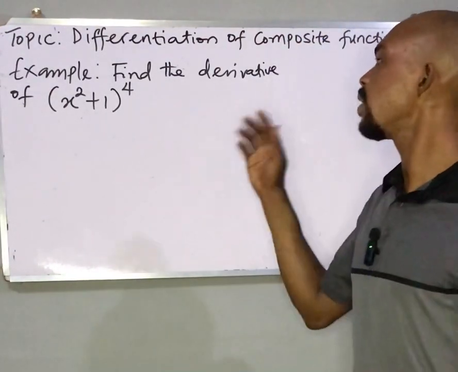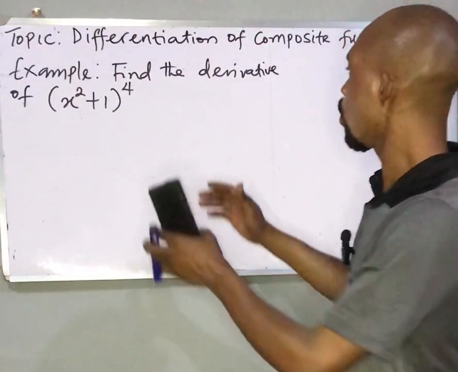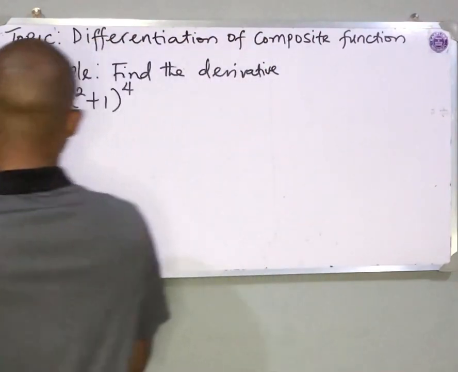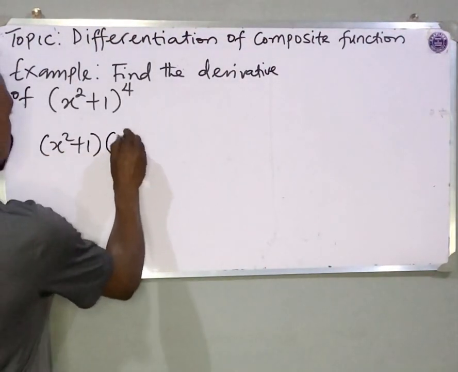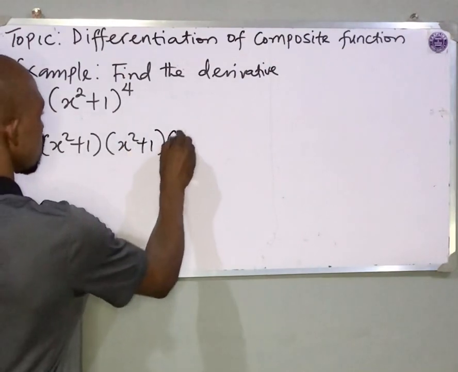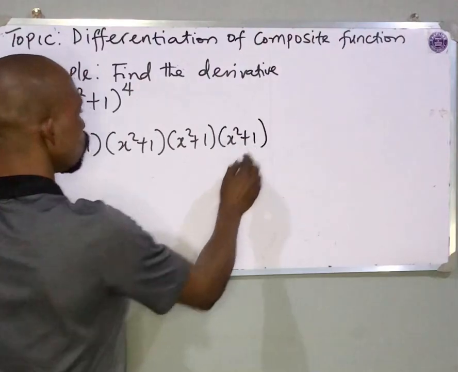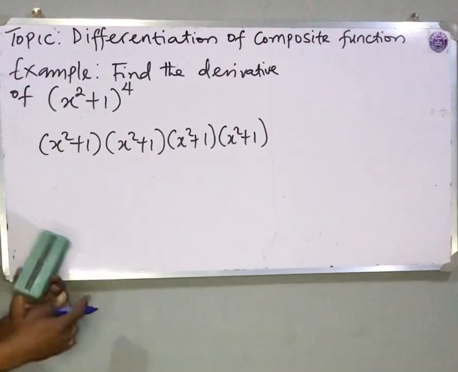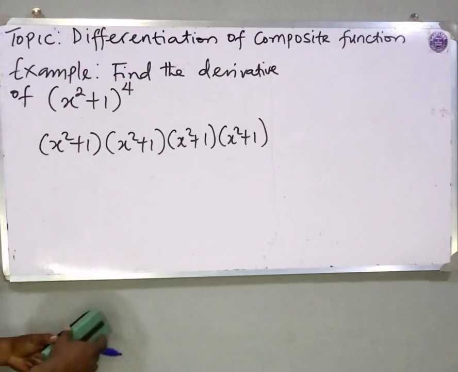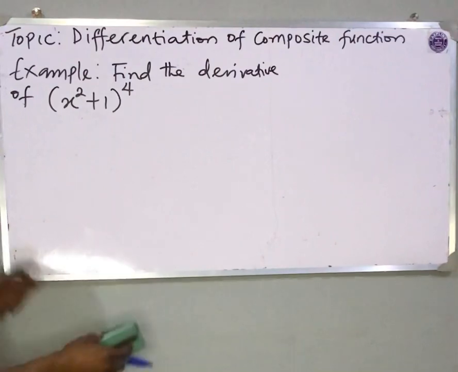Find the derivative of x squared plus 1 all raised to power 4. You can as well say x squared plus 1 times x squared plus 1 times x squared plus 1 times x squared plus 1. So when you expand, you open the bracket, then you differentiate. But this is time consuming. So I think function of a function will help us to save a lot of time.